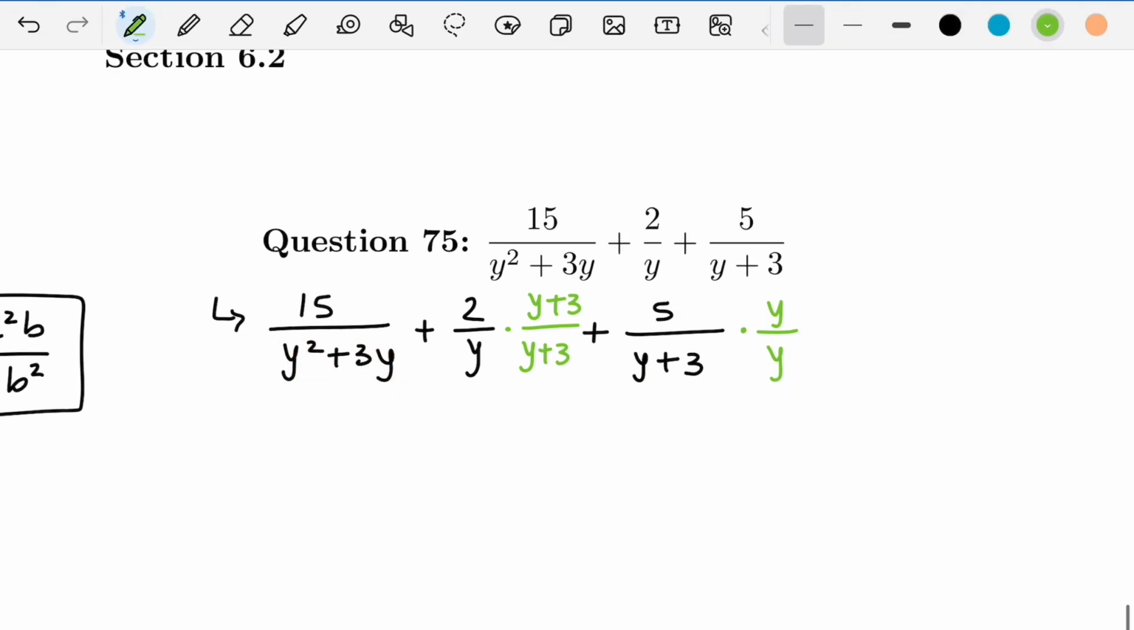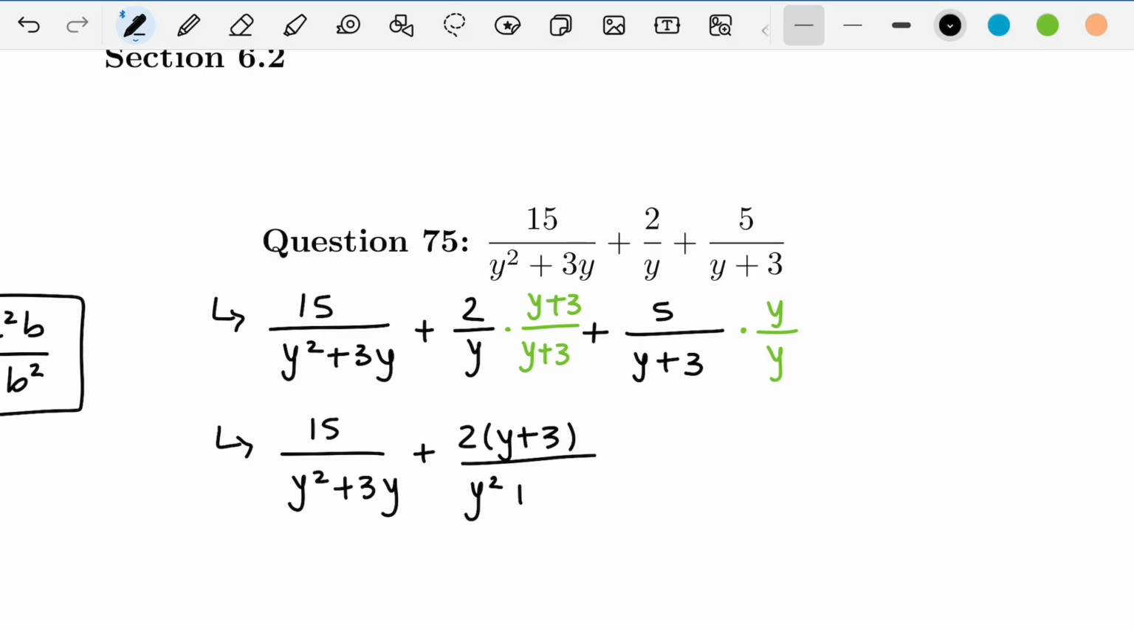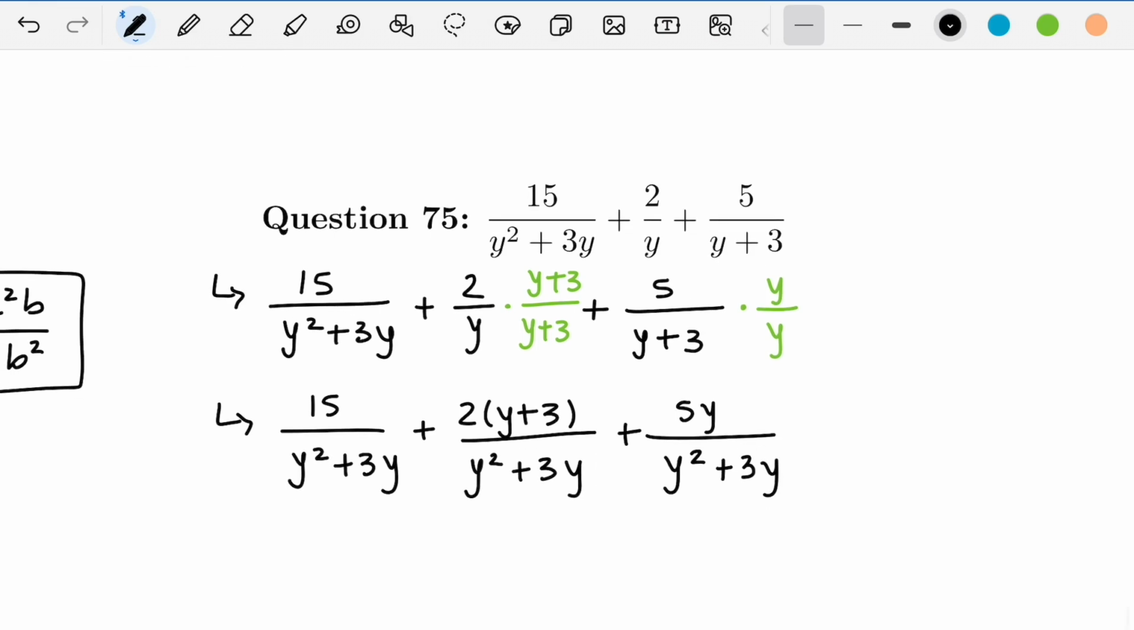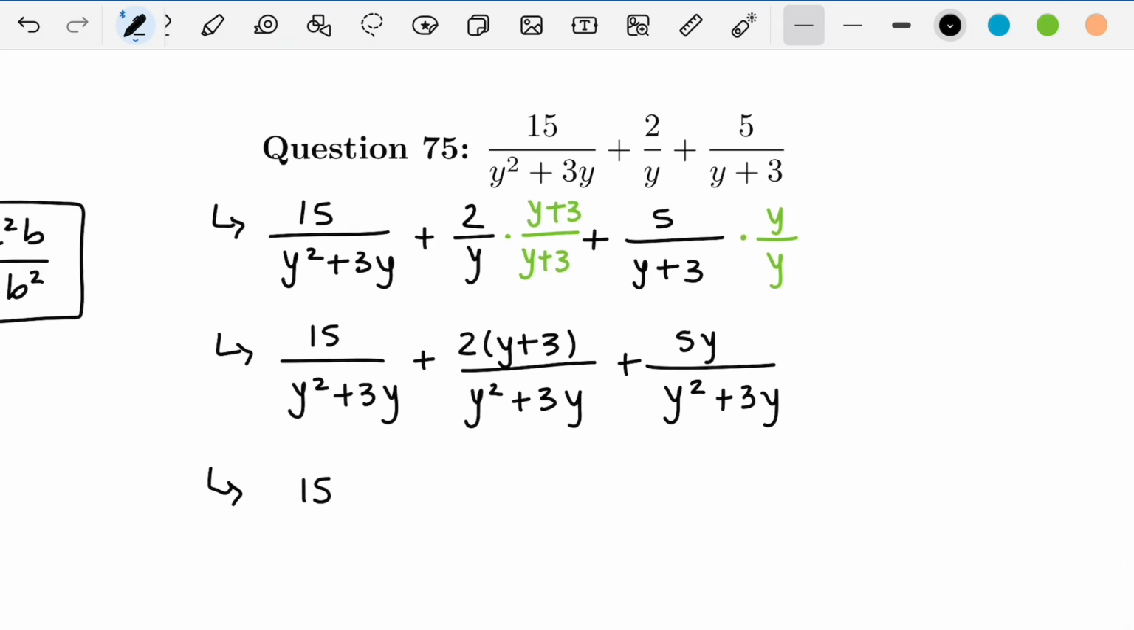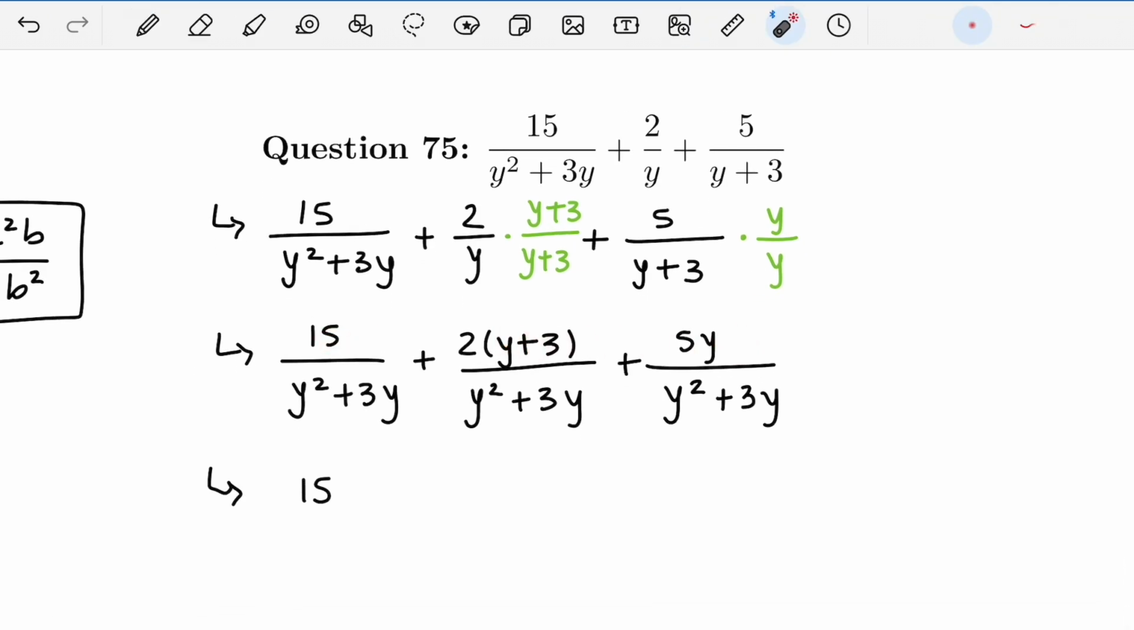So, performing these multiplications here, we still have this first expression. And our second expression is going to become 2 times y plus 3 over y squared plus 3y. And our third is going to become 5y over y squared plus 3y. So as you can see, we have our common denominators, so we can add these guys together. We're still going to have 15, so what we're going to do is add these three numerators together.